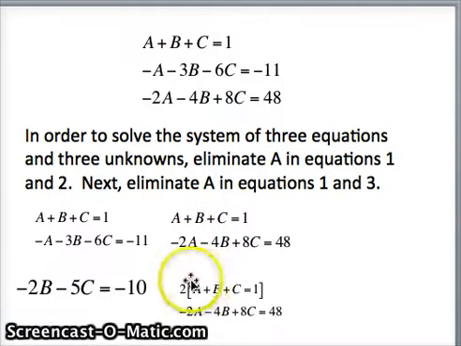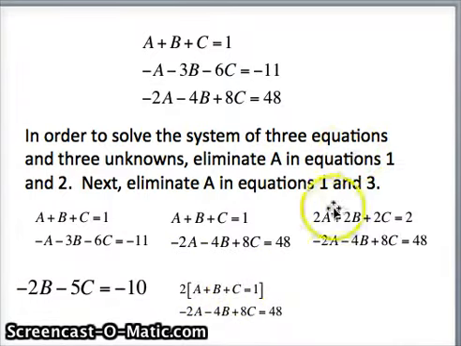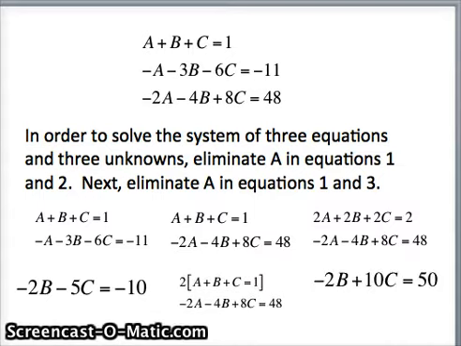Distributing that, 2a plus 2b plus 2c equals 2. When I add those together then, the 2a plus the negative 2a will go away. 2a plus negative 2a is 0a. 2b minus 4b, negative 2b. 2c plus 8c, 10c. 2 and 48 is 50. So negative 2b plus 10c is 50.